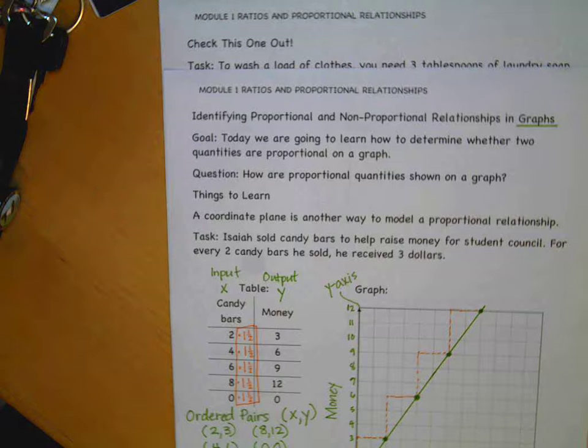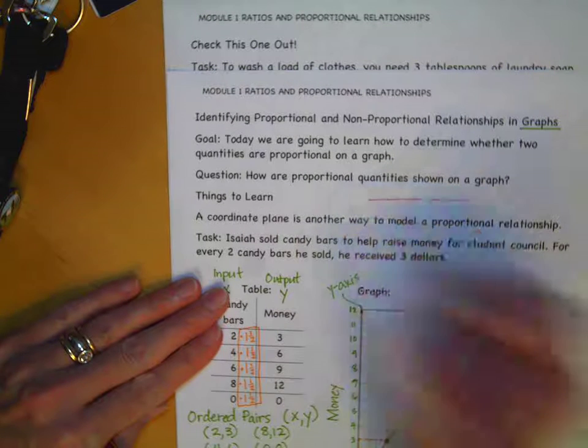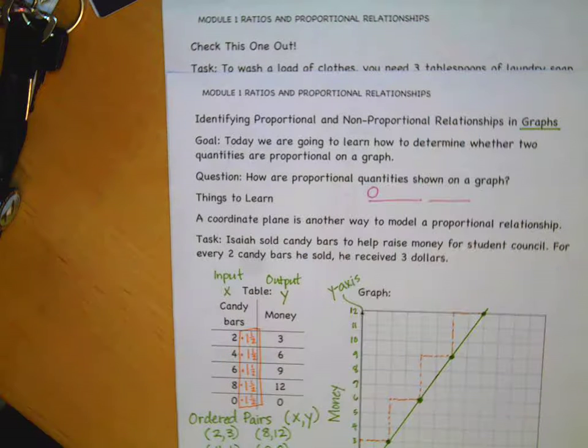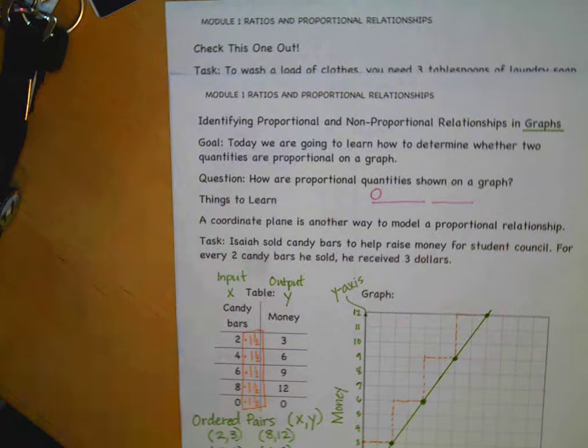Okay, very quickly, let's review our goal for the lesson. Today we are going to learn how to determine whether two quantities are proportional on a graph. We absolutely did that. The question that I wanted you to be thinking about is, how are proportional quantities shown on a graph? And the answer to that starts with an O, and it's 2 words. So in your answer section of your notes in option 2, tell me what quantities are on a graph that starts with an O. If you're doing option 1, then just write it in the answer under that question.